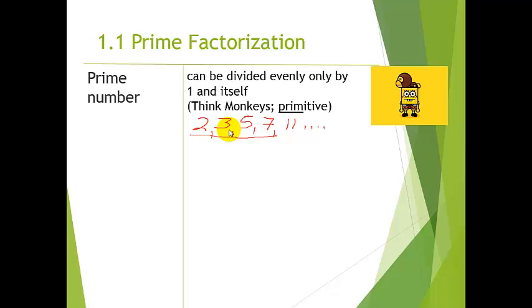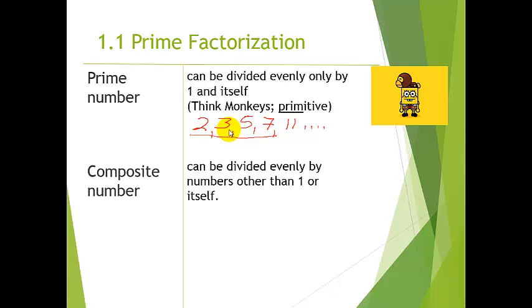So a number is either even or odd. Then they're all going to have factors. What can I multiply to get to that particular number? A prime number, again, is only divisible by 1 and itself. And if it's not prime, it's going to be composite, so it can be divided evenly by numbers other than 1 or itself.